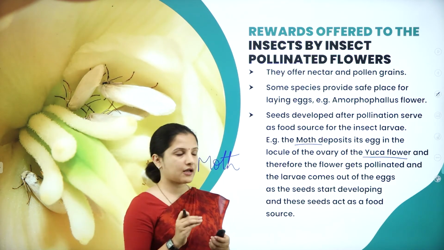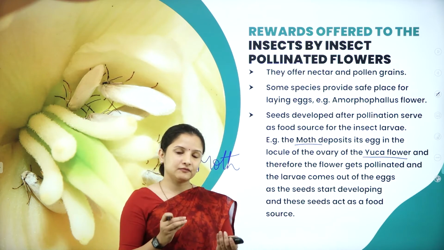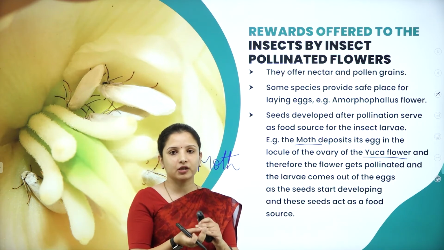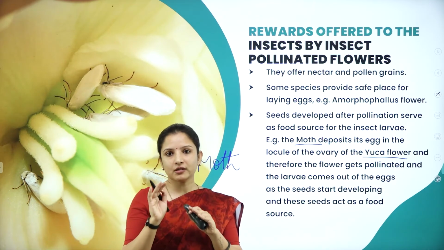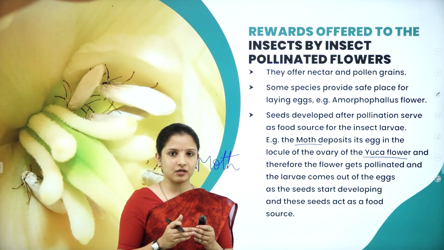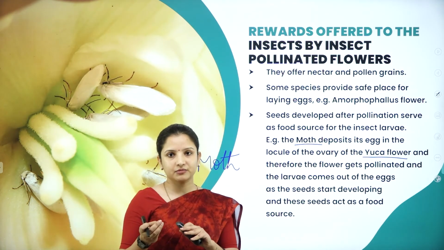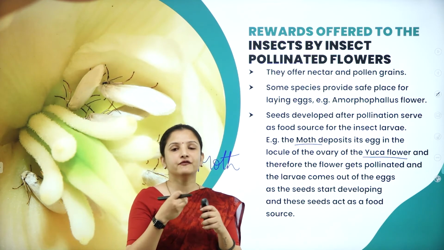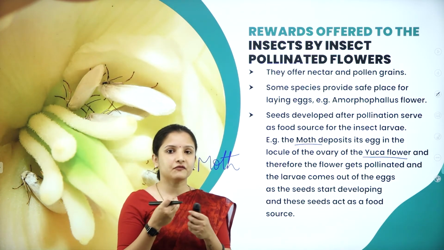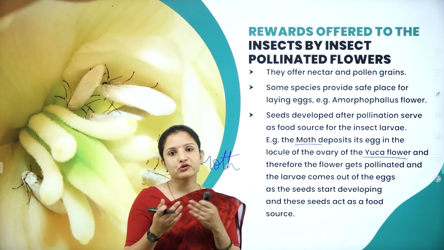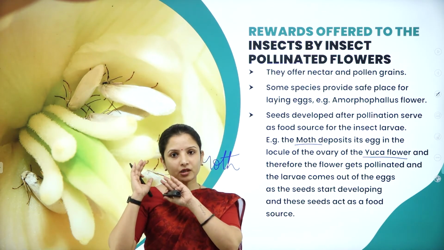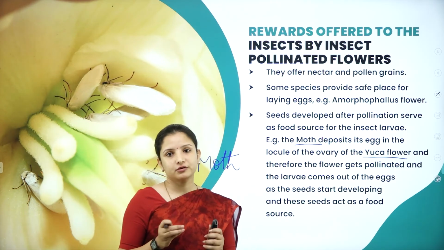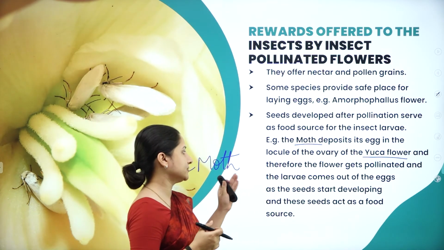So here the moth deposits its egg in the locule of the ovary of the yucca flower, and when the moth visits the yucca flower to lay its egg, the pollen grains will stick on the insect. Therefore, pollination will also occur, and when the eggs hatch and the larvae come out, the ovule present inside the ovary will act as a food source for the larvae. So the larvae will start feeding on the ovule. So it is mutualism here. The yucca flower is benefited, as well as the moth.